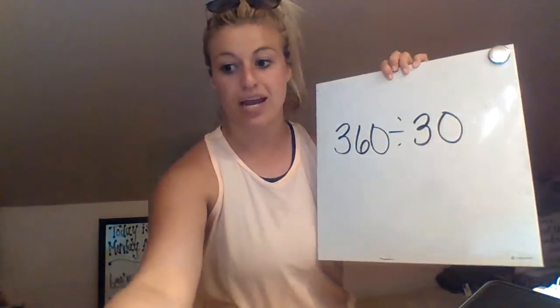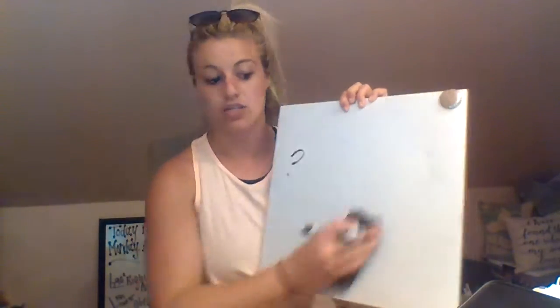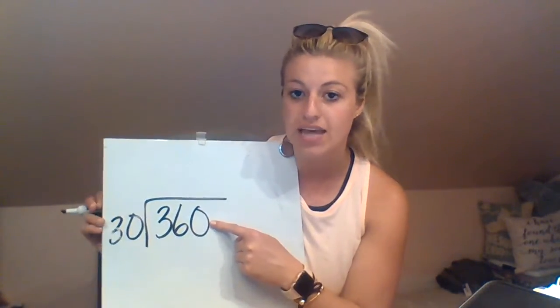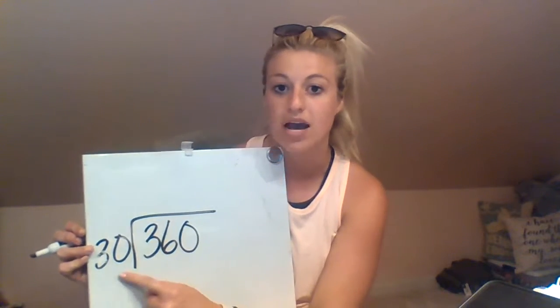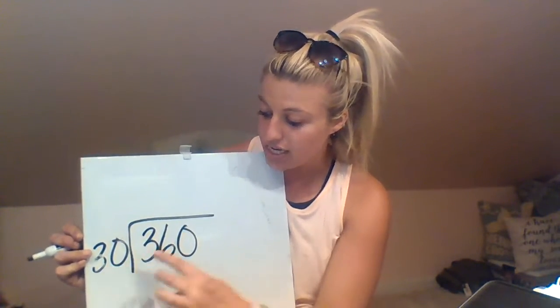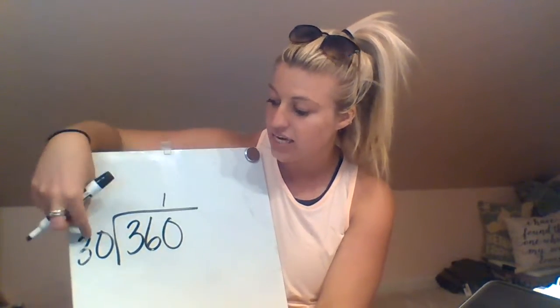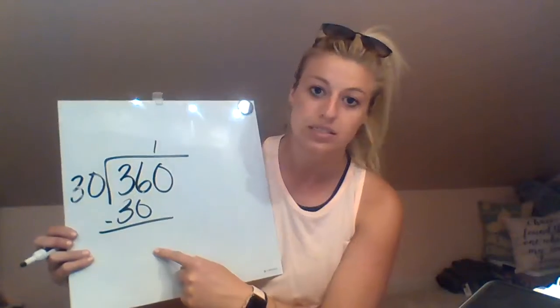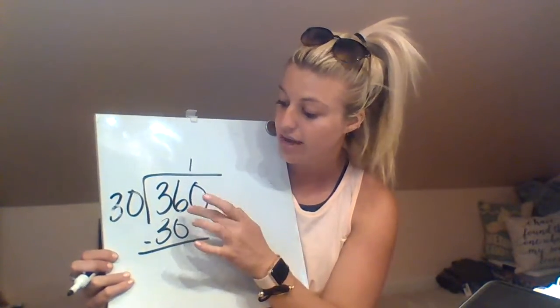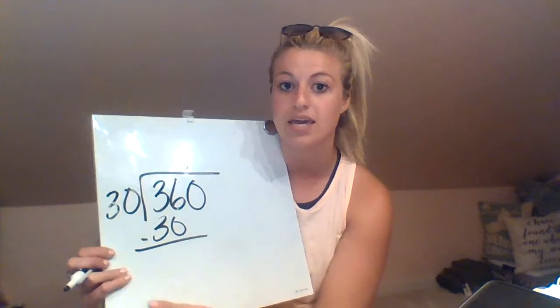Now I'm going to erase and I'm going to actually be building my division house. So I'm going to have 360 divided by 30. So Big Daddy Dividend is in the house and we have baby divisor on the outside. 30 can go into 36 one time. So you're going to put your 1 above the 6. 1 times 30 is 30. It's been a long time, but remember sister says subtract, so 3 minus 3 is 0, and 6 minus 0 is 6.